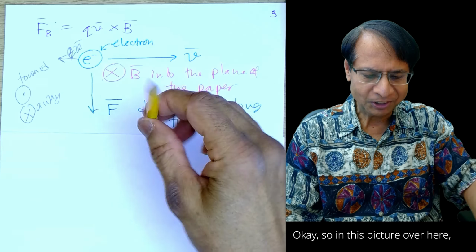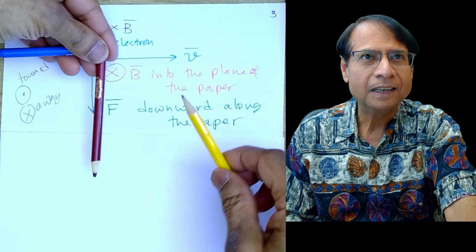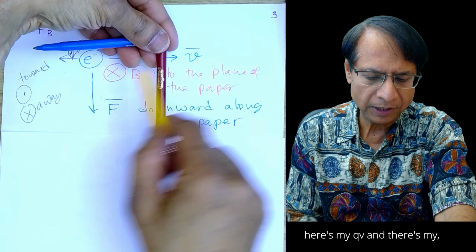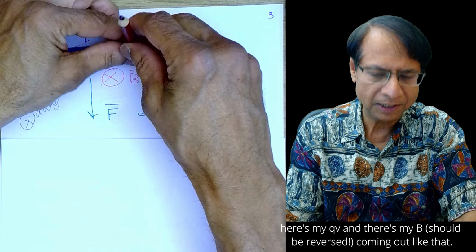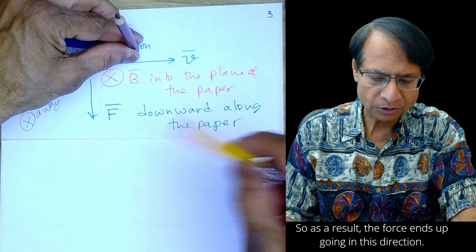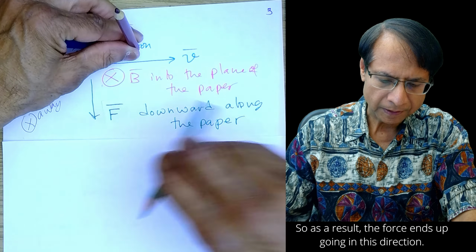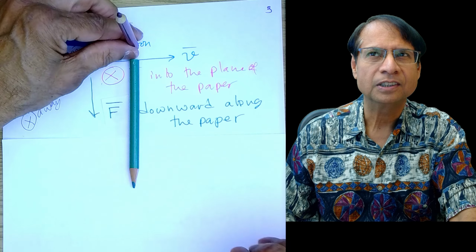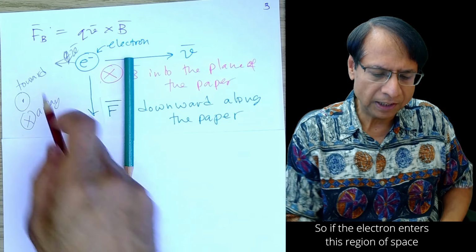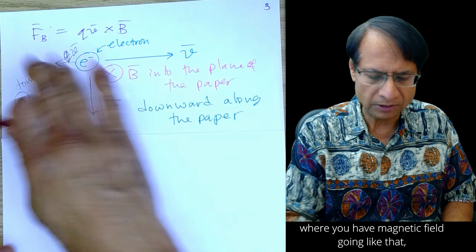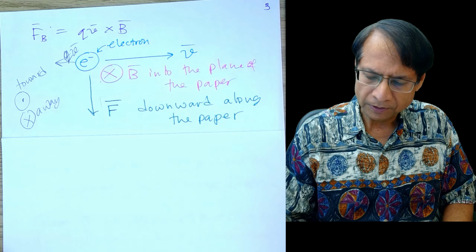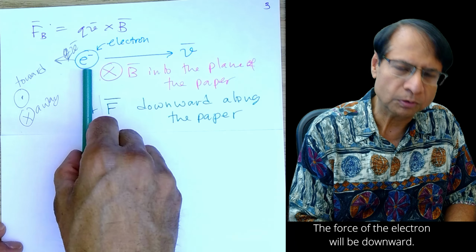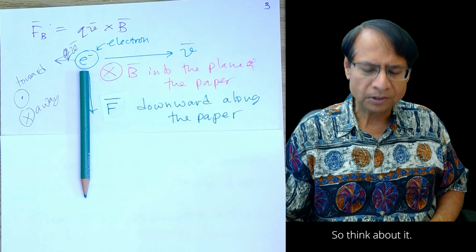Okay. So in this picture over here, here's my QV, and there's my B coming out like that. So as a result, the force ends up going in this direction. You see. So if the electron enters this region of space where you have a magnetic field going like that, the electron is moving this way. The force on the electron will be downward. It's perpendicular to both.